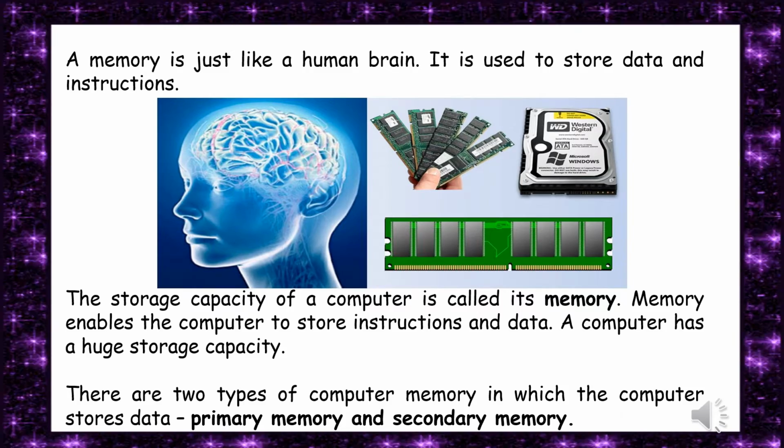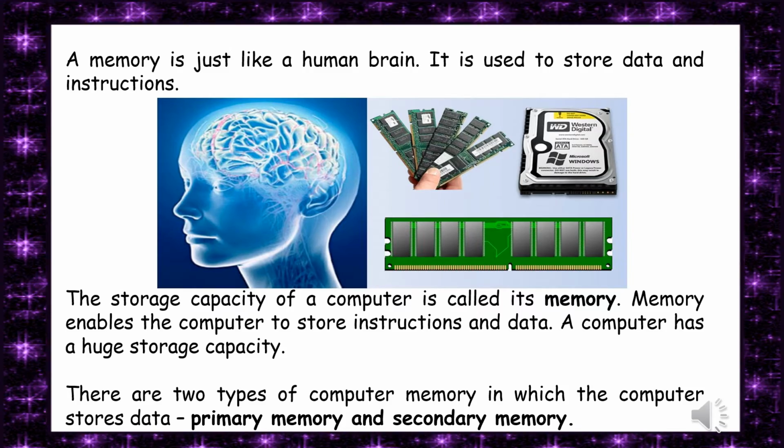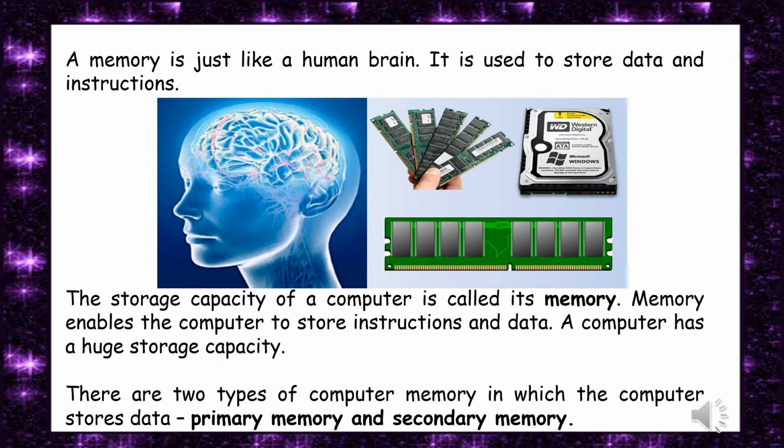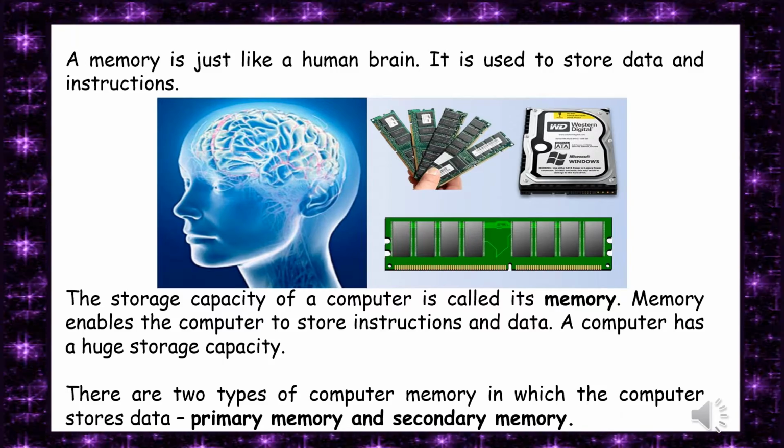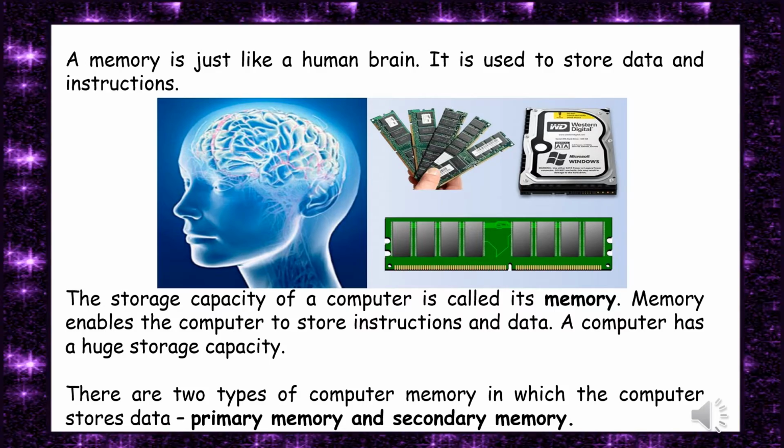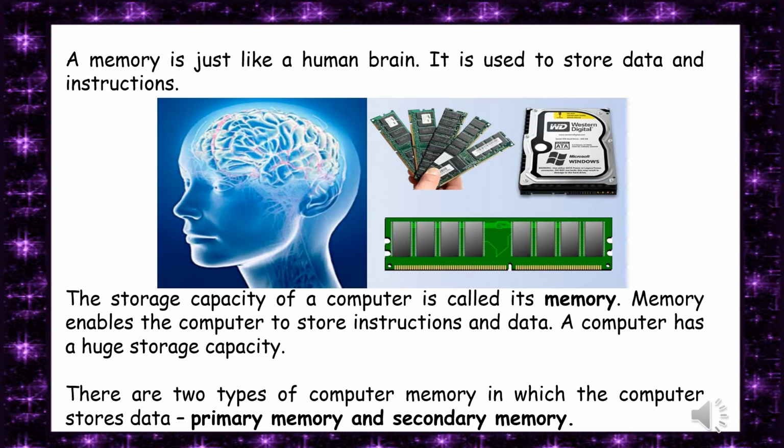First of all, let us understand what memory is. A memory is just like a human brain. It is used to store data and instructions. The storage capacity of a computer is called its memory. Memory enables the computer to store instructions and data. A computer has a huge storage capacity.